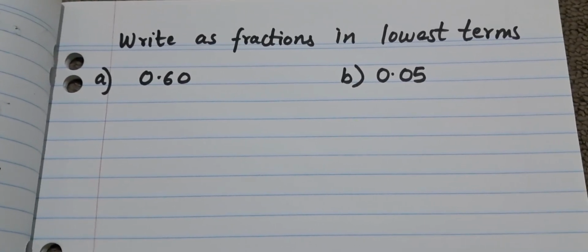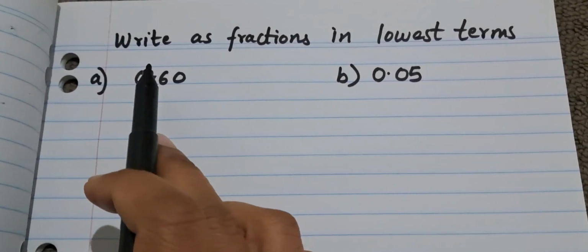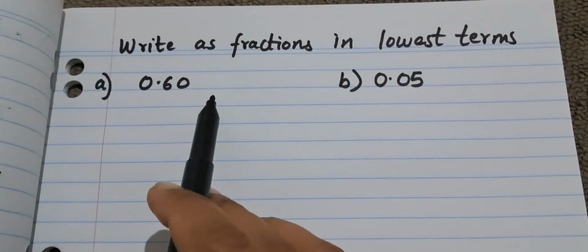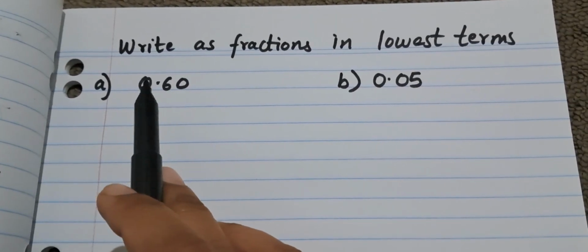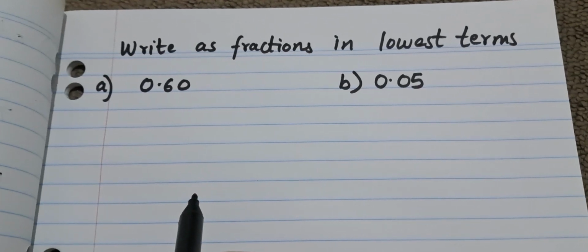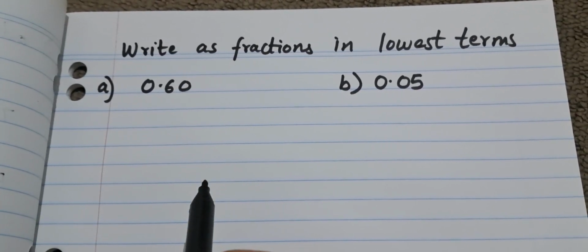Hello everyone. Today we are going to write decimals as fractions in lowest terms. That means they have given us decimal numbers. We have to convert these decimal numbers into fractions and then simplify them into lowest terms.